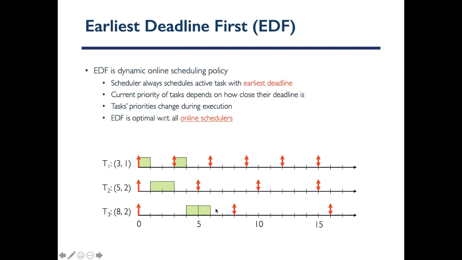Now I'm done with T3. At this point, T1 has a job. Then at this point, nobody has a job but T2, so I run T2. At this point, T3 also will have a job, but because its deadline is 16, whereas the deadline is 10 for T2, T2 has priority, it runs. Now, at this point, I run T1 and so on and so forth.